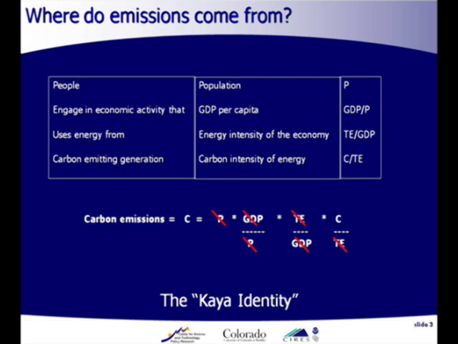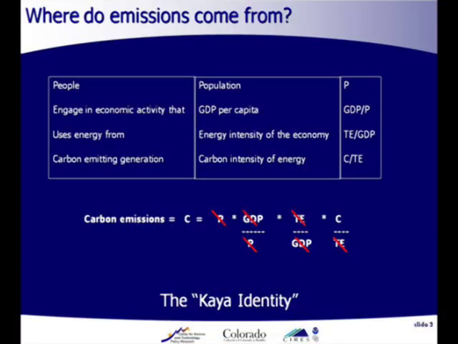This is just an identity, but it breaks down emissions into the various factors that conspire together to lead to emissions. And you can simply cross out units and see, yes, carbon equals carbon. This is the Kaya identity, and if you understand this, you understand the entire closed circle of emissions.